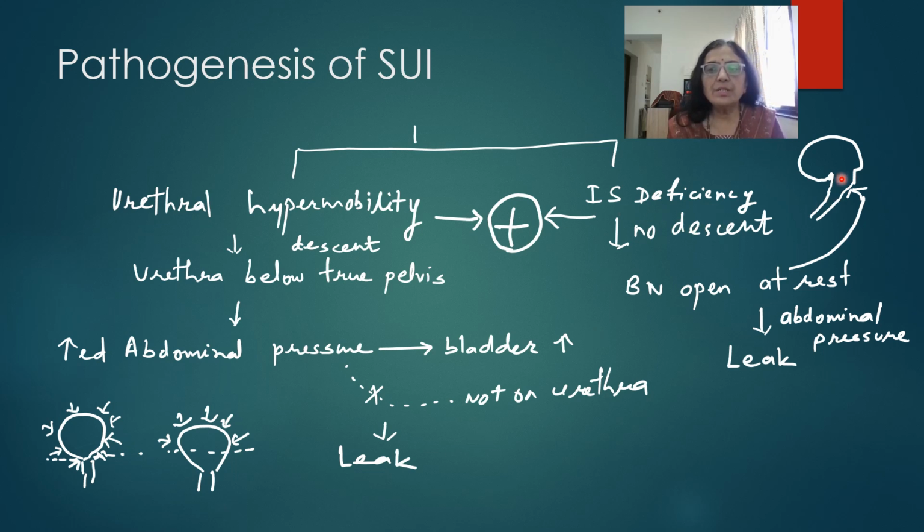Internal sphincter deficiency is present at rest only. There is no descent of the bladder base, but at rest the bladder neck remains open, and that is why whenever there is a raised intra-abdominal pressure, the patient will have leakage. In the majority of cases, what we need to remember, what has been found in modern gynecology with continued research, is that in a given patient there is usually a component of both urethral hypermobility as well as internal sphincter deficiency. That is the most important point we need to remember.